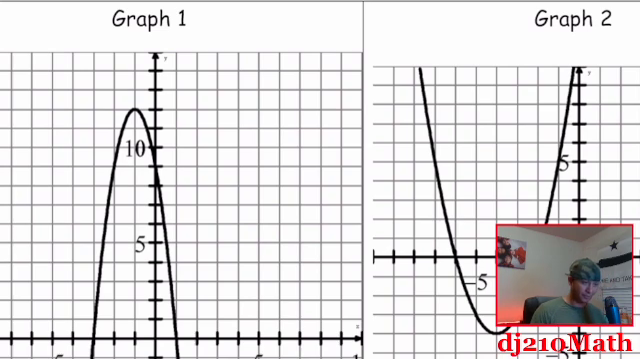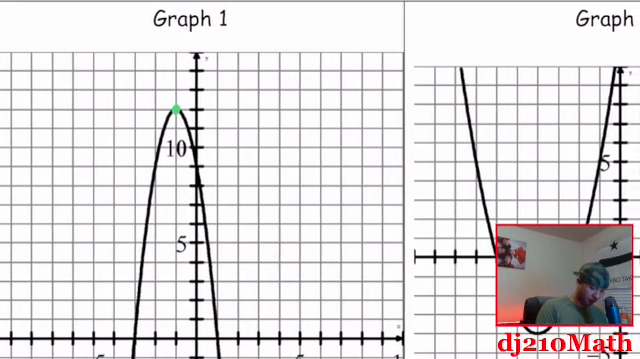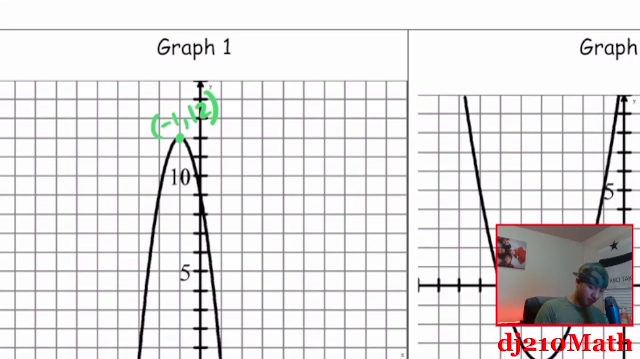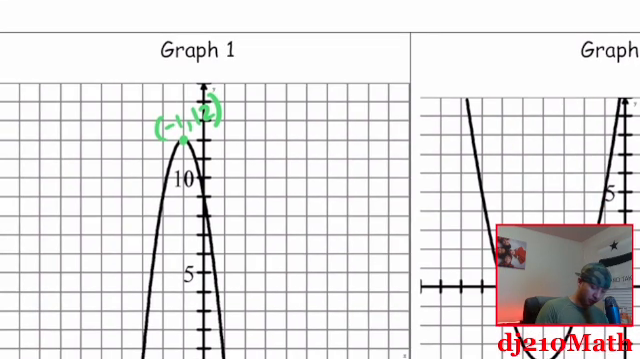First thing I'm going to look at is the vertex. That's the most identifiable spot. So this is going to be negative 1, 12. So vertex, negative 1, 12. I'm going to go vertex form, x-intercept form, standard form, in that order.